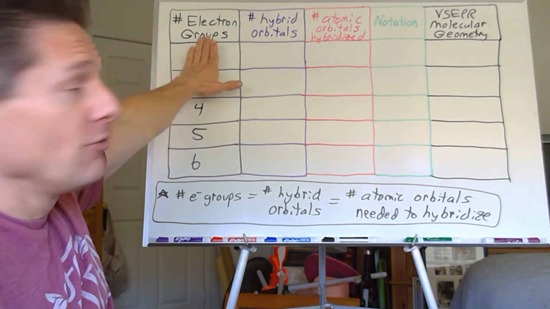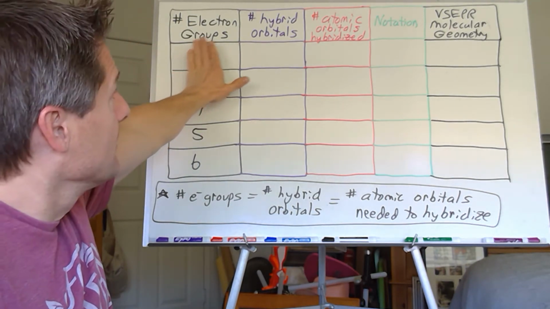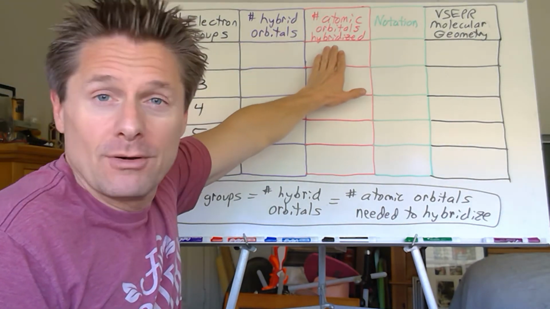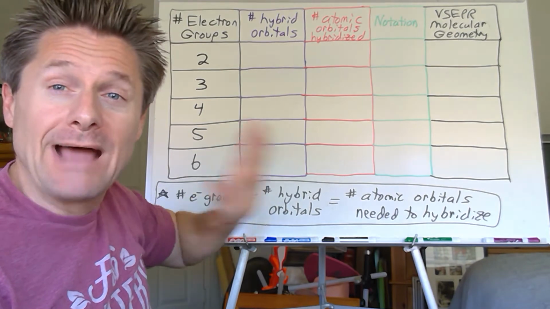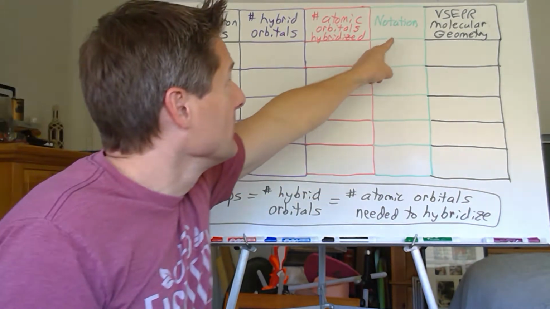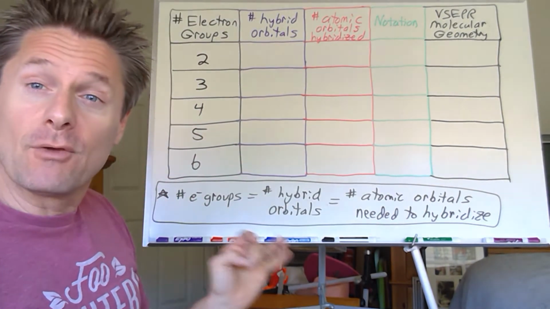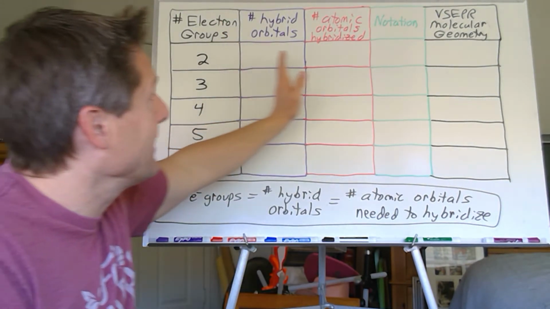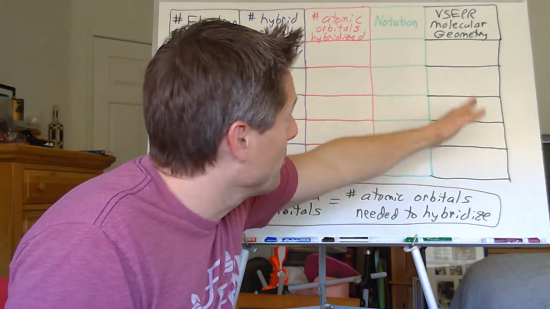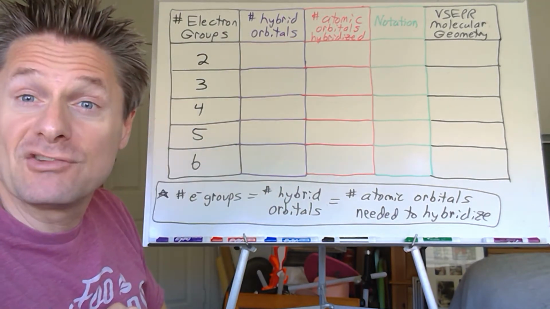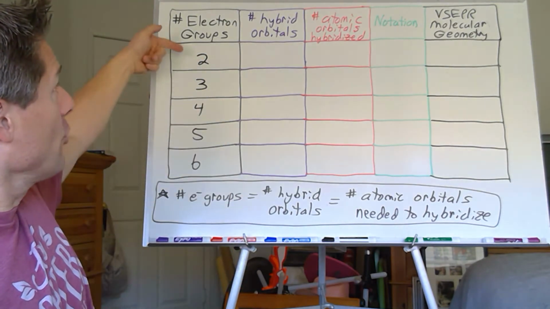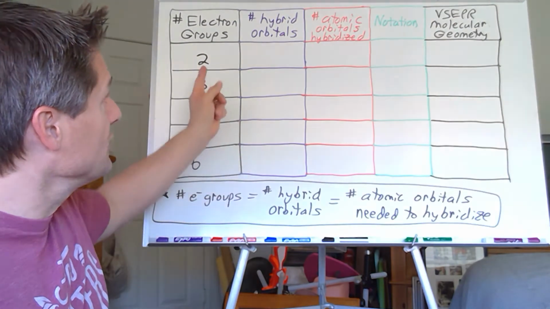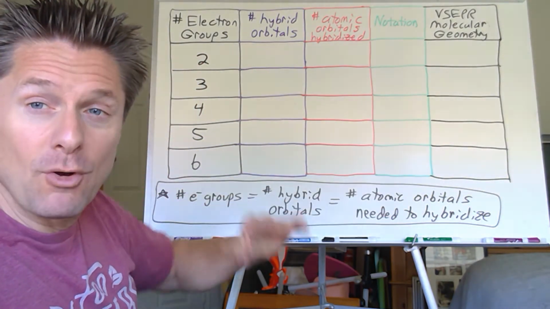All right, so do the first column with the number of electron groups, the second, the number of hybrid orbitals we would need to represent that. Third, how many atomic orbitals would we need to hybridize to get that number of hybrid orbitals? Fourth, what would be the notation of those hybrid orbitals? And fifth, what's the equivalent VSEPR molecular geometry? So we're tying VSEPR with hybridization using the valence bond method. And of course, you only have 2, 3, 4, 5, and 6 electron groups. Those are the only options we have, right? So you should probably be able to fill this in on your own, but we'll walk through it together.